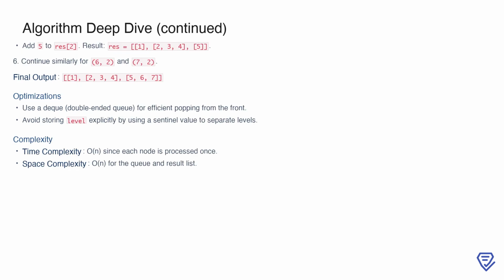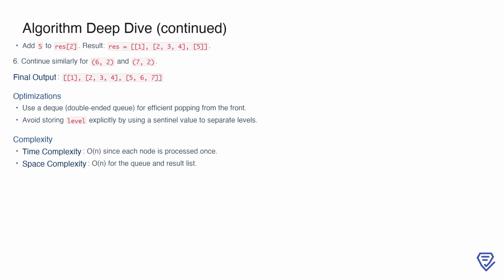Next, we process the remaining nodes at level 2. Dequeuing (5, 2) adds 5 to the third level, updating the result to res equals [[1], [2, 3, 4], [5]]. Similarly, dequeuing (6, 2) and (7, 2) adds their values to the third level, resulting in the final output, res equals [[1], [2, 3, 4], [5, 6, 7]].